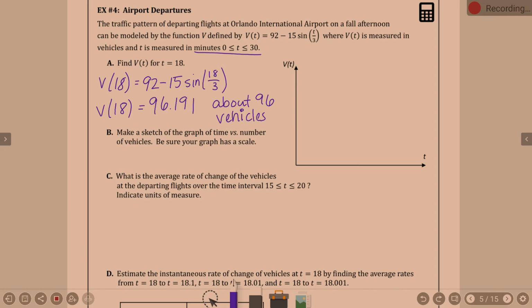We're specifically talking about V of t, and it says where V of t is measured in vehicles and t is measured in minutes from 0 to 30. Do I care about anything outside the minutes range of 0 to 30? No. So now that I have a graph to look at, one thing you might want to do is go into window. Remember, I can go into window now and change some of this. My x-min and x-max left to right is -10 to +10. I don't need to go left 10 and right 10. I need to go 0 to 30.